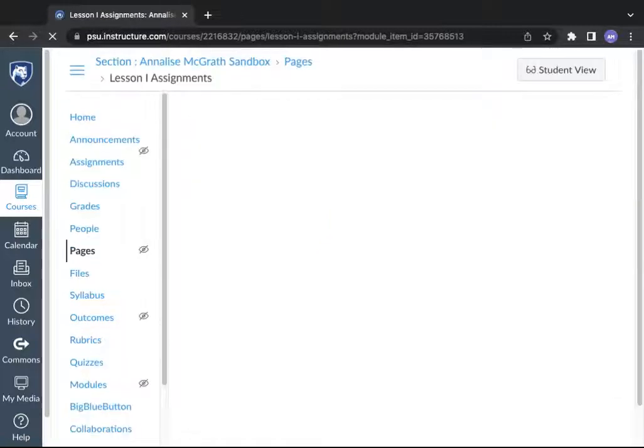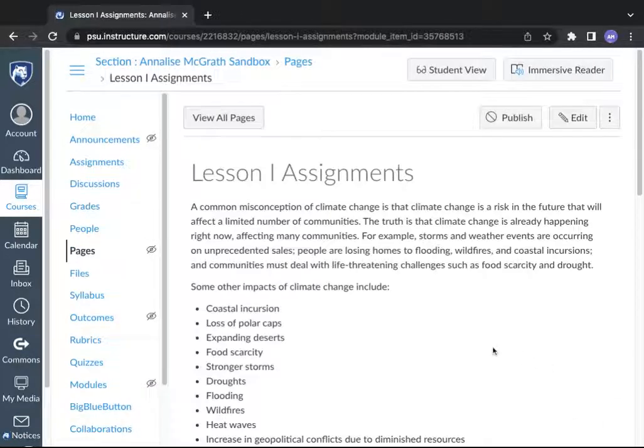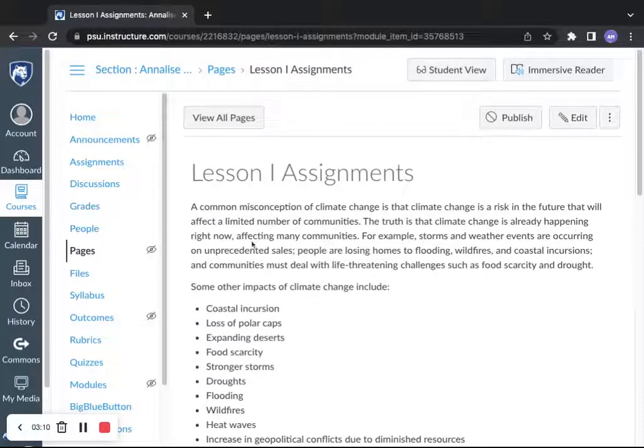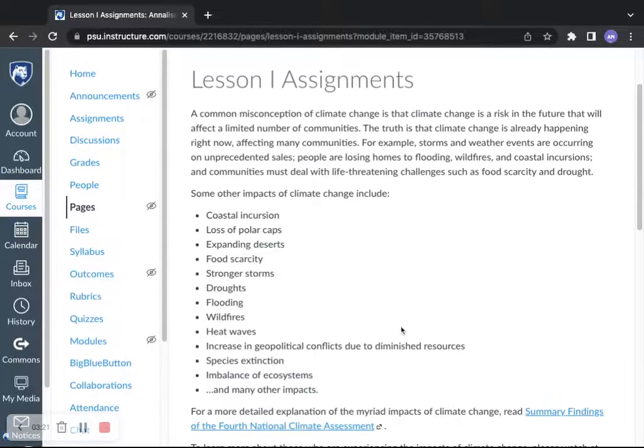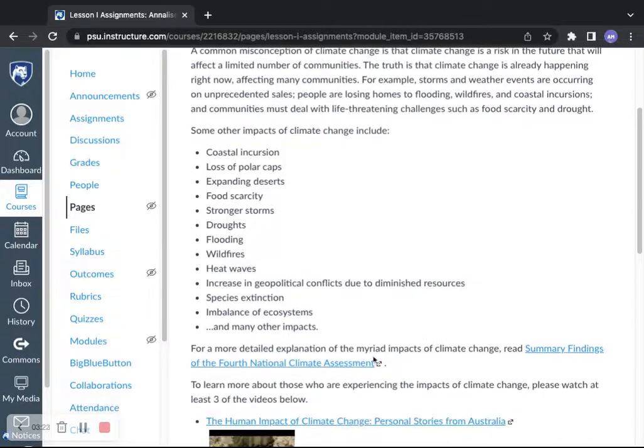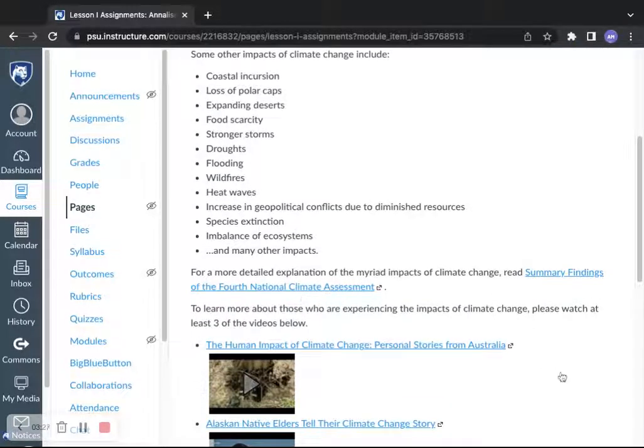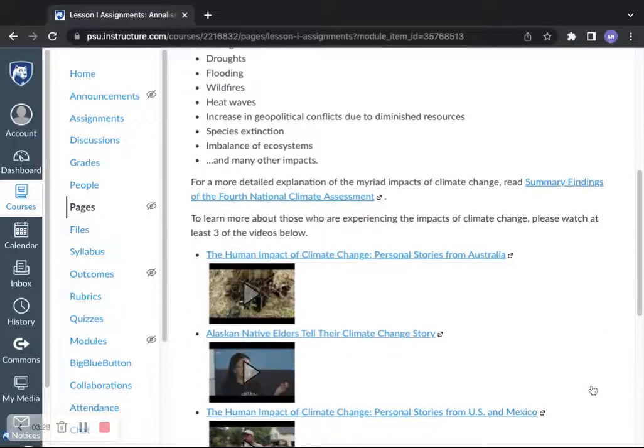So moving on, here is, in every lesson, there will be an assignments page. For this lesson, it's actually a little bit of a combination of a content page and an assignment page. There's some reading that they will need to do at the top, and then it has links to the reading for this lesson, as well as videos that they can watch.